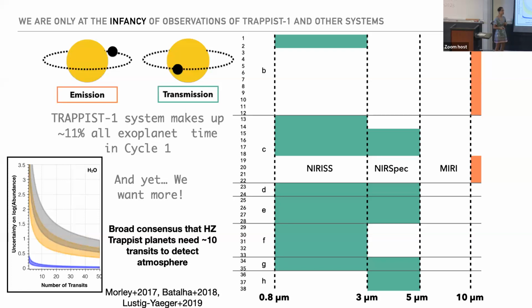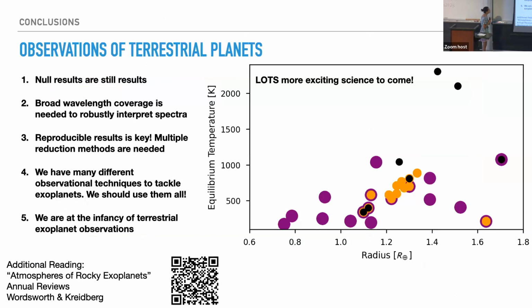There have been studies previously that have shown that in order to really robustly look at the Trappist-1 habitable zone planets, you might need something like 10 transits. And the most transits that we have for a planet in the system, Trappist-1f, is about 5. And so we're really only maybe about halfway there. And so my conclusions: null results are still results.